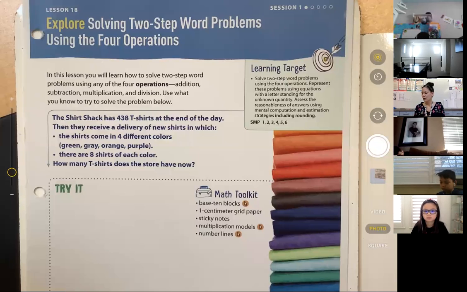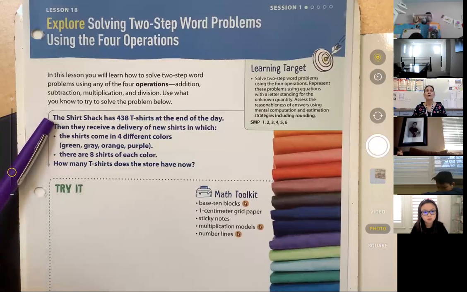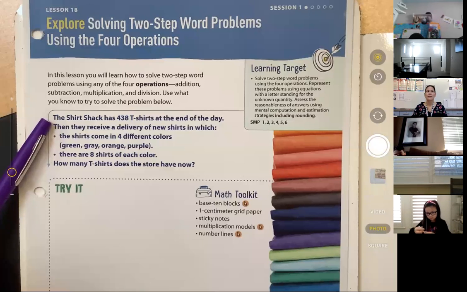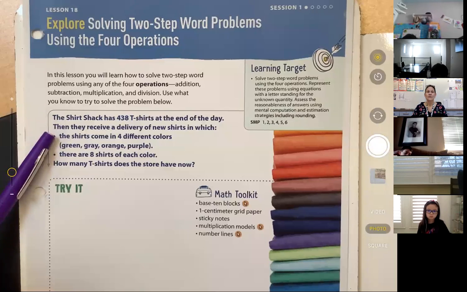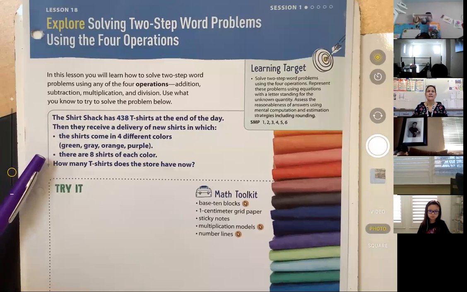All right? So again, page 387 up here at the top in this bold print where my purple flare pen is pointing. We're going to talk about the Shirt Shack. Here we go. The Shirt Shack has 438 t-shirts at the end of the day. Then they receive a delivery of new shirts in which the shirts come in four different colors: green, gray, orange, purple, and there are 8 shirts of each color. How many t-shirts does the store have now?